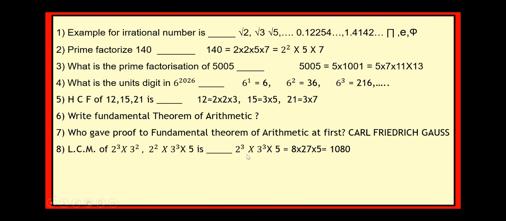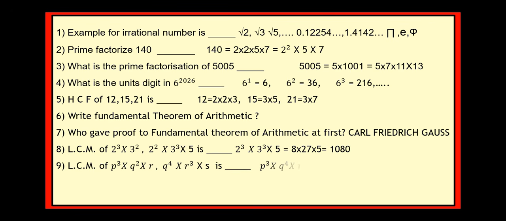So LCM is equal to 2 cube into 3 cube into 7. 2 cube is 8, 3 cube is 27, and 5. You have to multiply all these 3, we will get 1080. So LCM of any two numbers or any two prime factorization numbers is nothing but the product of the greatest powers of each prime factor. Okay, good.